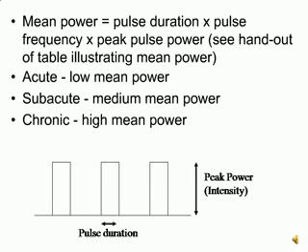This diagram demonstrates the relationships between pulse duration and peak power. Pulse frequency is expressed as the number of pulses per second.